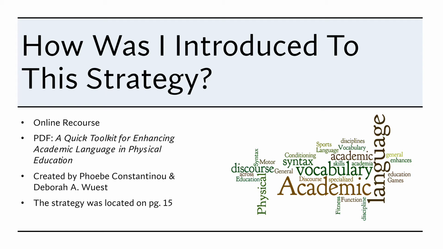How was I introduced to this strategy? So I was able to find this strategy online. It was a PDF called A Quick Toolkit for Enhancing Academic Language and Physical Education, and it was created by Phoebe Constantinou and Deborah A. West. And the strategy was located on page 15 of the PDF document.